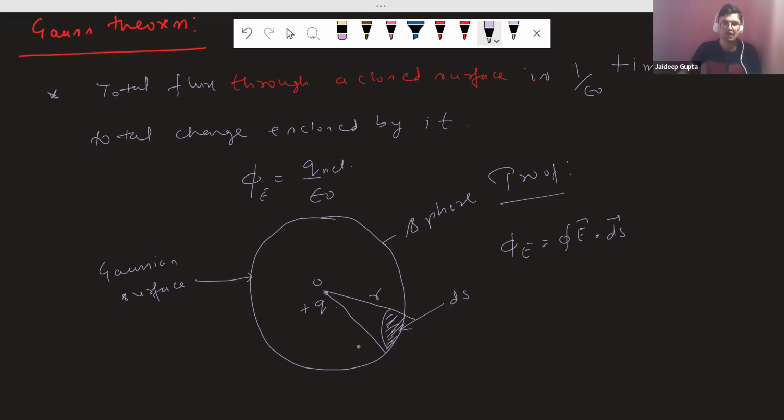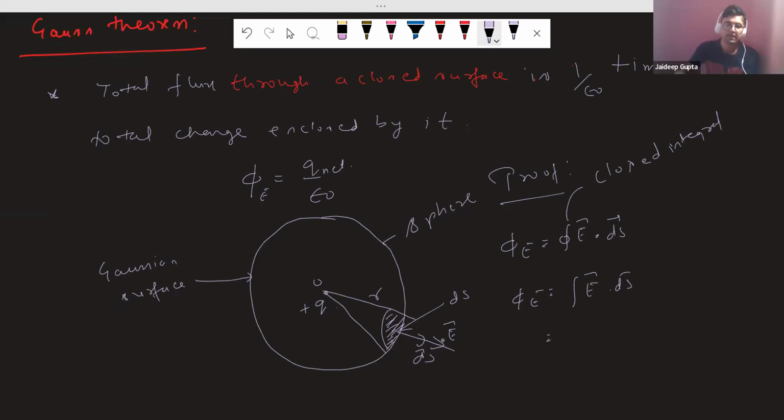What is the direction? Away from it or towards it? Away, yeah, away from it. So the electric field will be in this direction, and the area vector will have the same direction. All right. Now, flux phi E equals closed integral of E dot dS. This is known as a closed integral. Fine, it is a closed surface.